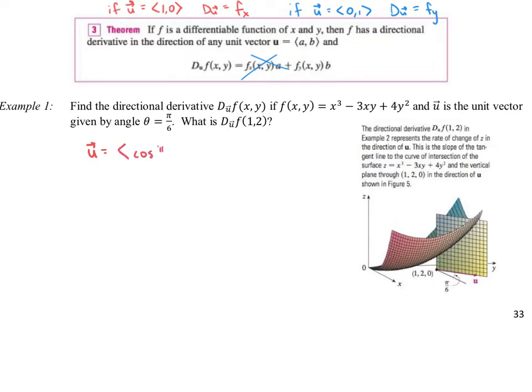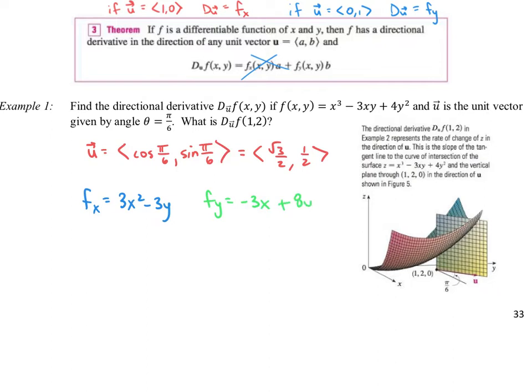So we have cosine of pi over 6 and sine of pi over 6, and that would give us square root 3 over 2 and then 1/2. We also need our partial derivatives, so we need the partial derivative with respect to x, which is 3x squared minus 3y, and the partial derivative with respect to y, which is going to be negative 3x plus 8y.